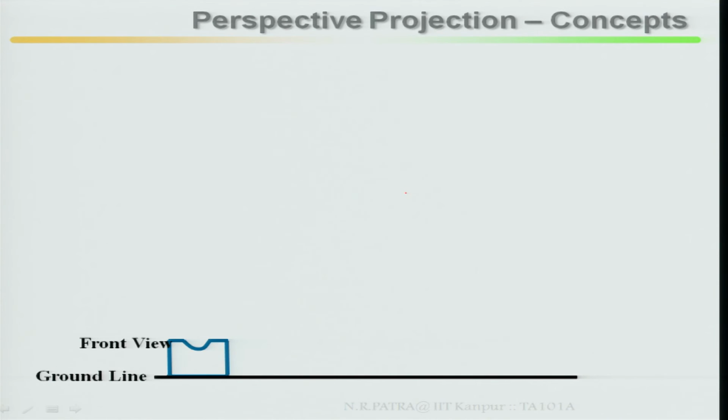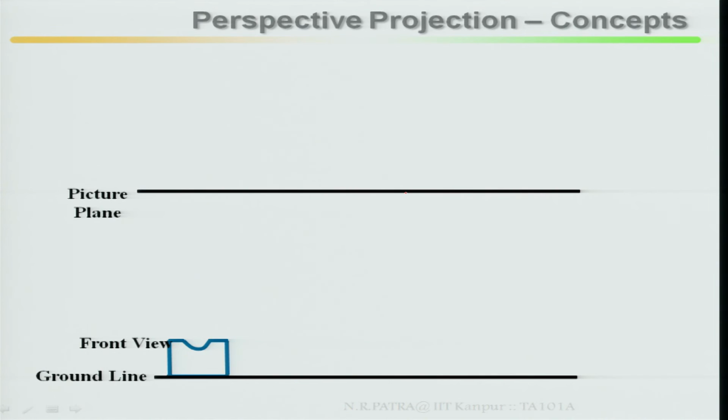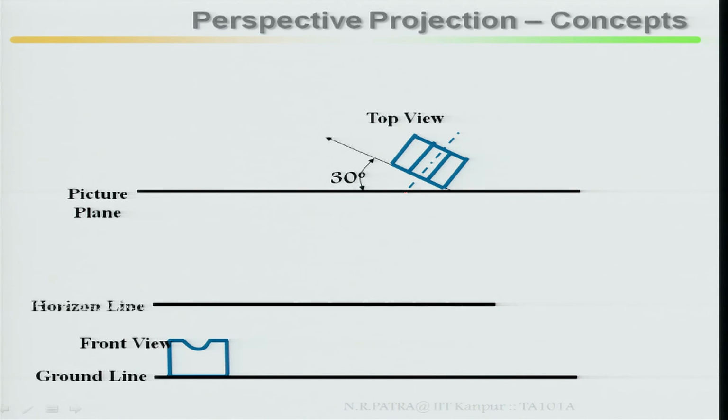First you draw the ground line, and along the ground line draw the front view. Then mark your picture plane, and in the animation I am showing it with 30 degrees. Put your top view, rotate it back with 30 degrees, then mark the horizon line. Then take your station point at your maximum width; if it is not given then it will be twice of x.